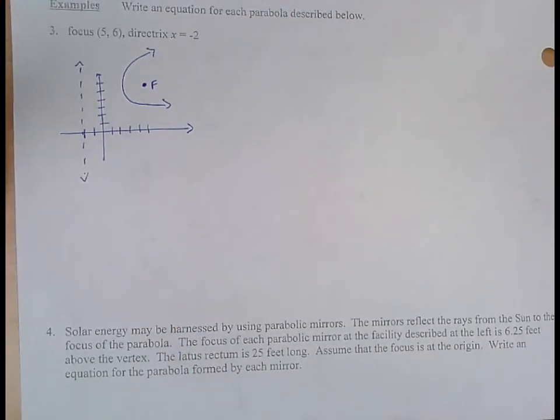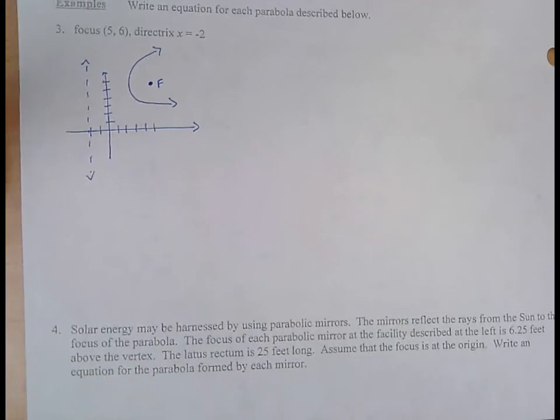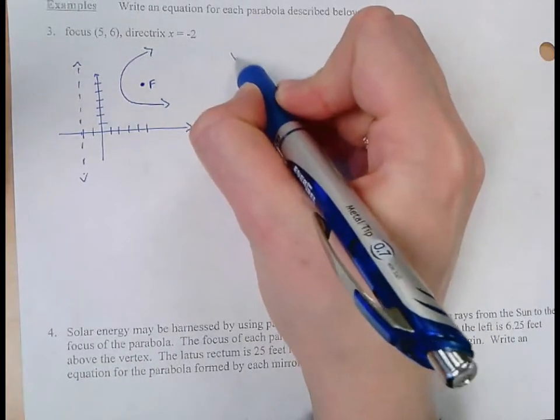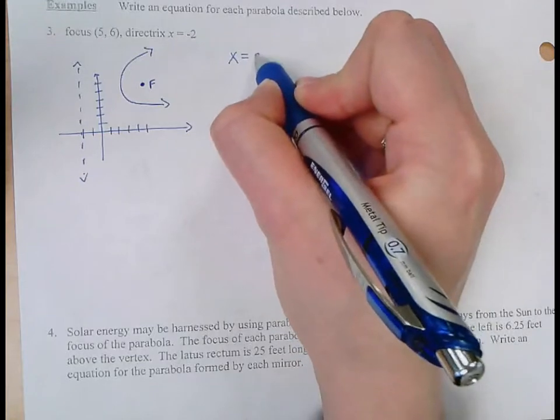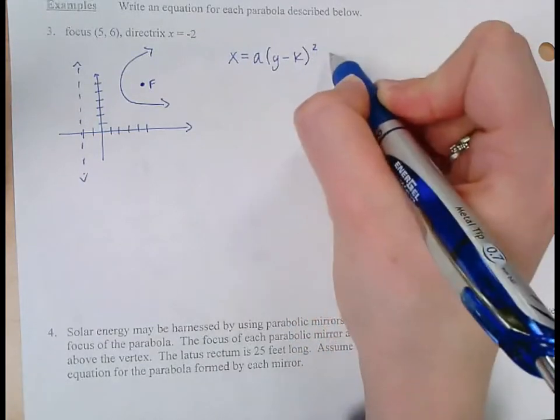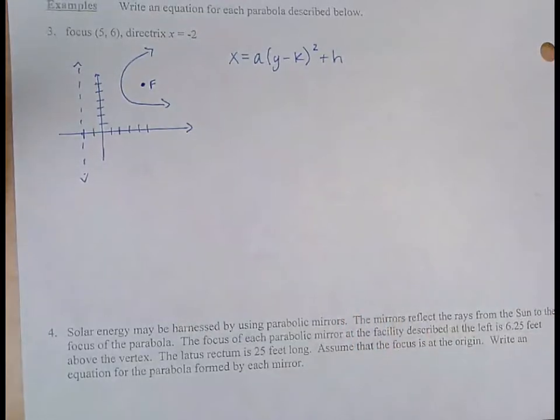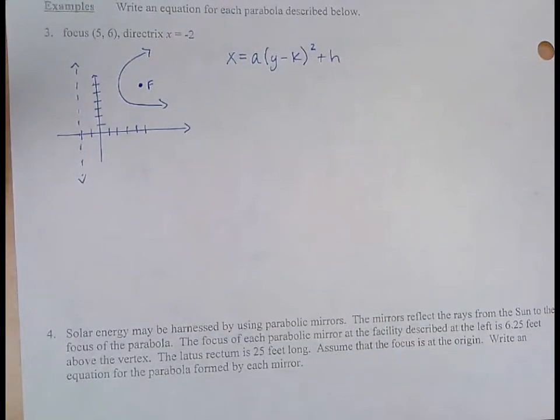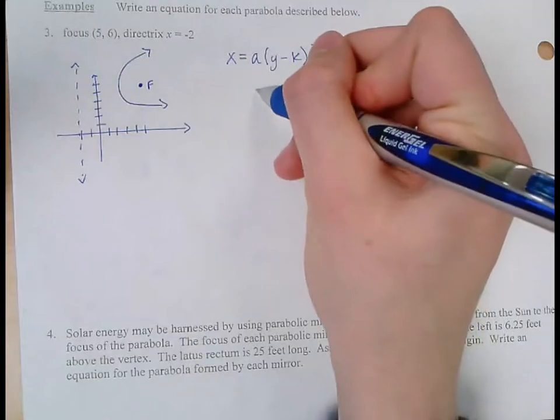Okay, you don't have to sketch the parabola in, but it's just so you know which way it opens, so that way you know which box you're looking at on your graphic organizer. So this one has the standard form x equals a times the quantity y minus k squared plus h. Okay, we still need to find a, h, and k.